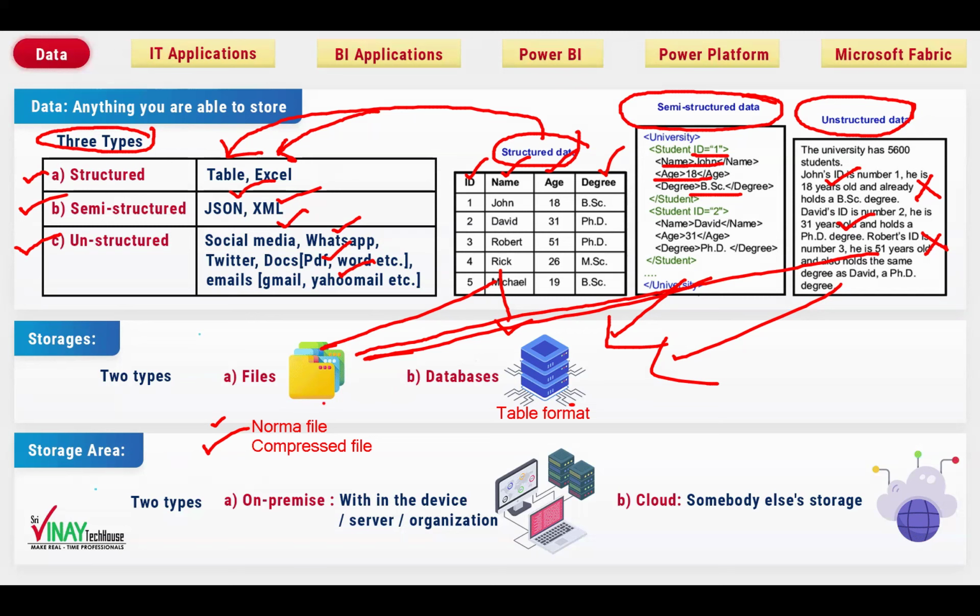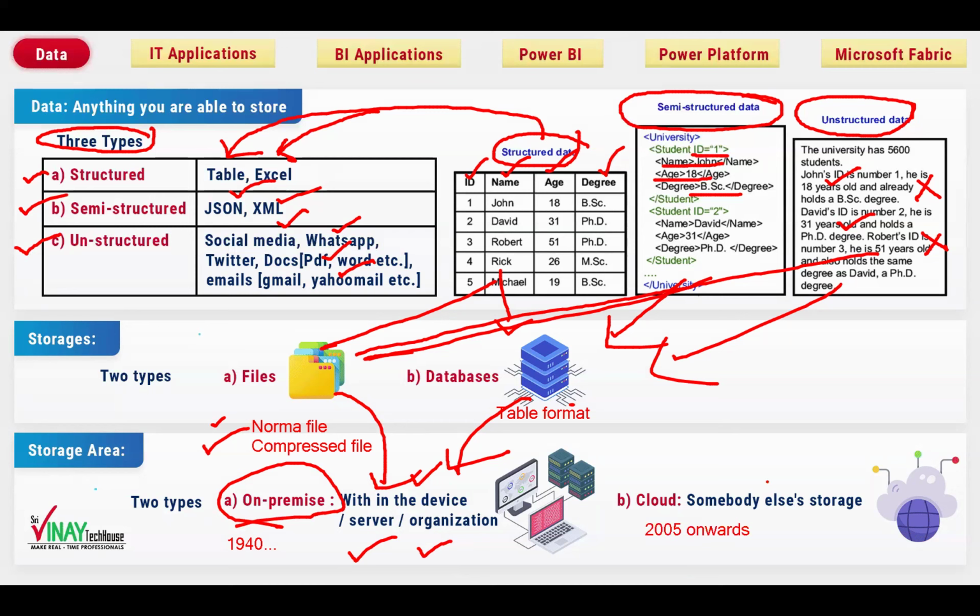Now, storage area. We can keep this data in two places. One is on-premises. Since the IT industry's beginning, this has been available, from 1940. So within the company, within the server, within the organization, storage. And from 2005 or 2006 onwards, a second storage became available: cloud storage. This is somebody else's storage. Knowingly or unknowingly, we are working with clouds. Google Drive is a cloud. And if you purchase a recent laptop, OneDrive is also a cloud. And take your mobile phone pictures.